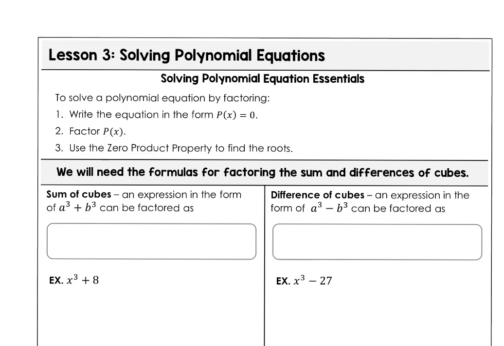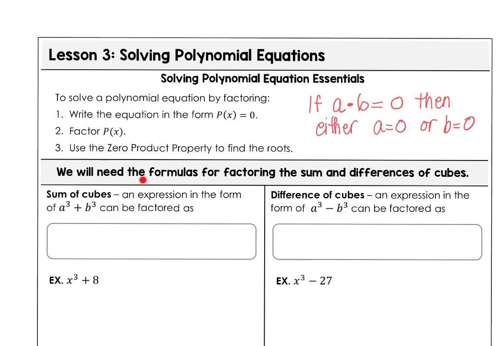Now, if you've forgotten the zero product law, that basically says if you have two factors multiplied together and the answer is equal to 0, then it's an if-then statement. If that's the truth, then either one of the factors is 0 or both of the factors are 0. So let's jump right into the rules.